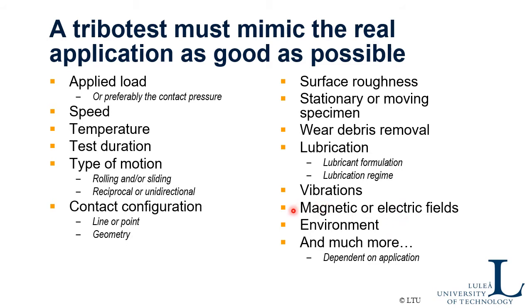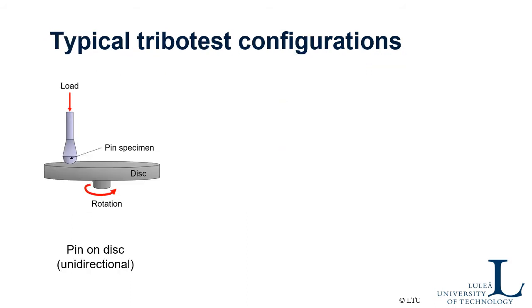What is the environment? As I said in the previous example with the engine, inside the engine you have exhaust gases causing another environment than if you just run the experiment in open air, and many other things that depend on the application. So this is a very important thing when you design your experiment or your tribotest.